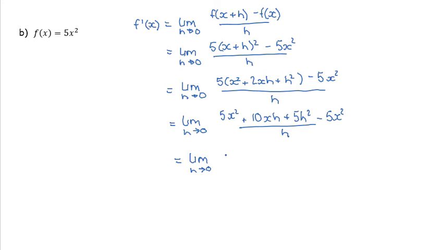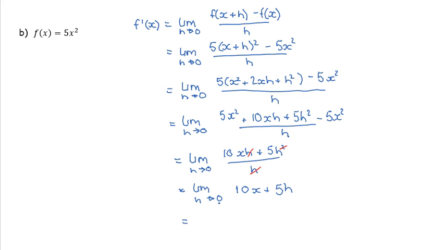5x squared will cancel to give me 10xh plus 5h squared all over h. And I can cancel some h's there, so it's the limit as h tends towards 0 of that. That h and one of those h's cancel with the h in the bottom. So that gives me 10x plus 5h.